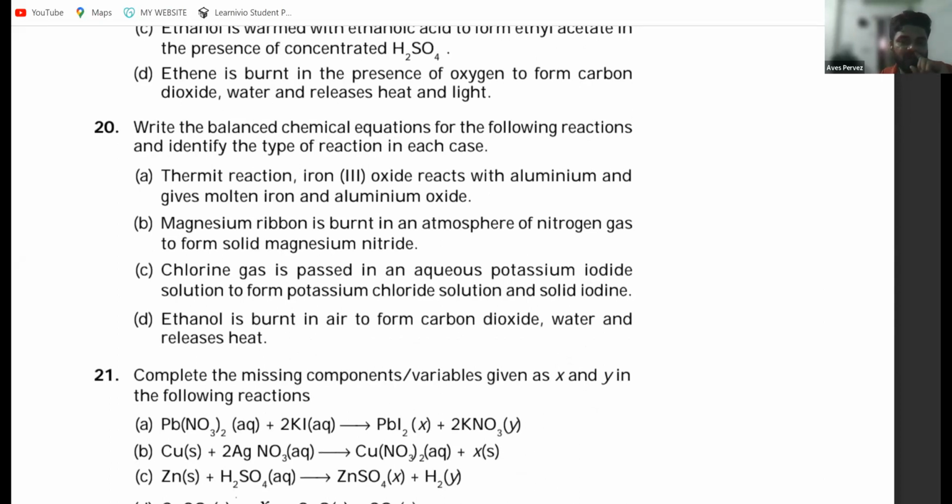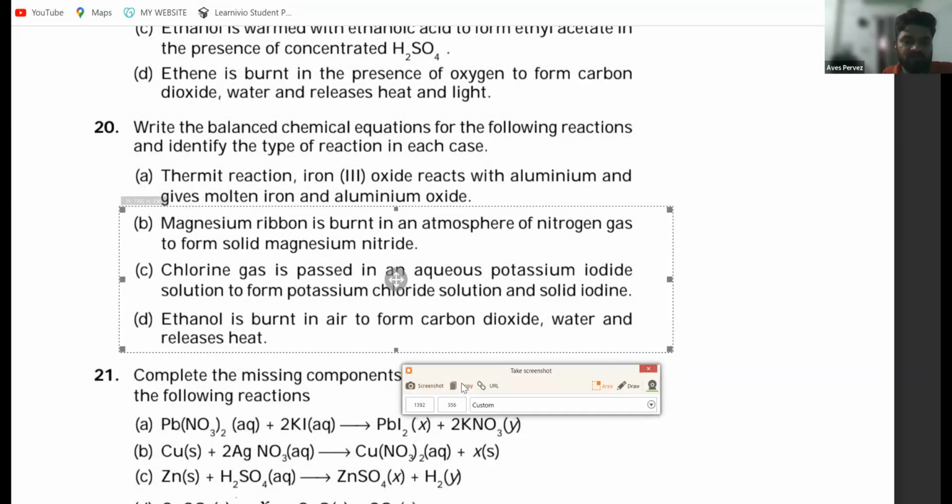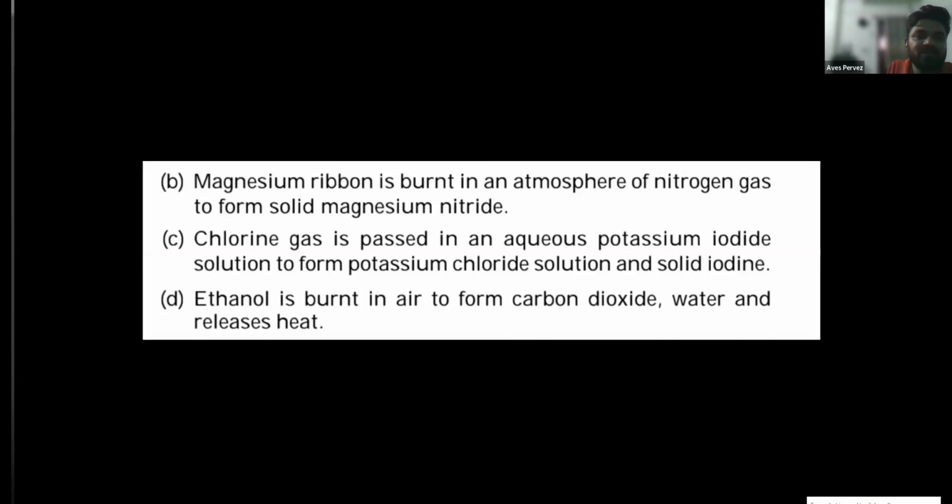Similarly, chlorine gas passed into potassium iodide gives potassium chloride and solid iodine. And ethanol burns in air. And magnesium burns in atmospheric gases. So these three can be asked. Like we have magnesium ribbon burning in an atmosphere of nitrogen gas. The atmosphere of nitrogen gas is N2. Okay, got it?